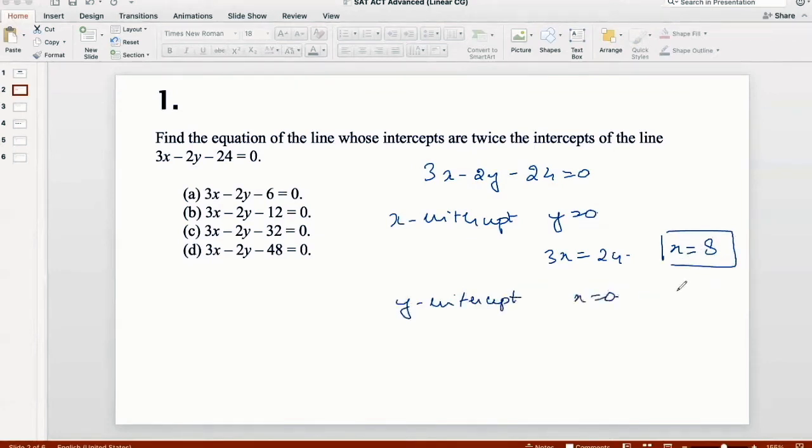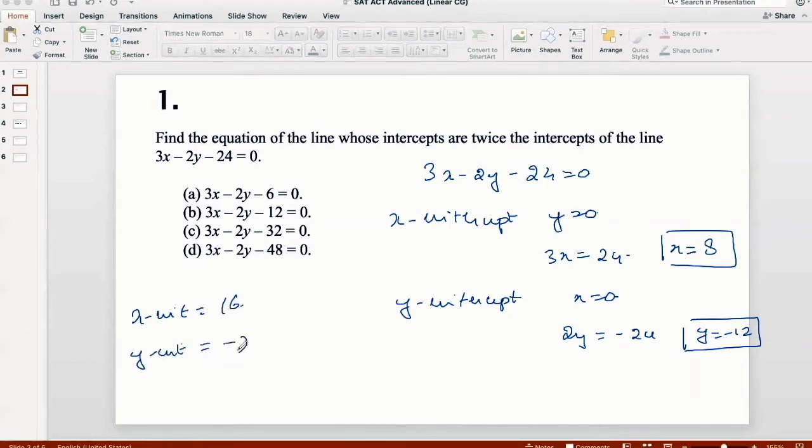And for the y-intercept, I would put x equal to 0. So I would get 2y is negative 24. So y is negative 12, right? So that's my y-intercept. Now in the new line, my x-intercept should be twice of 8, so that's 16. And my y-intercept should be twice of negative 12, which is minus 24, right?